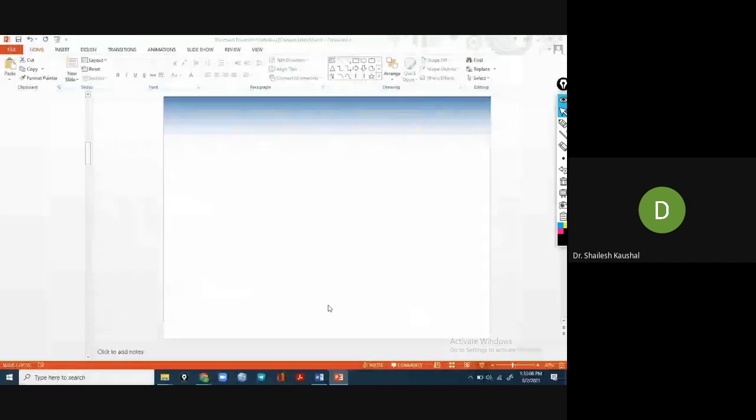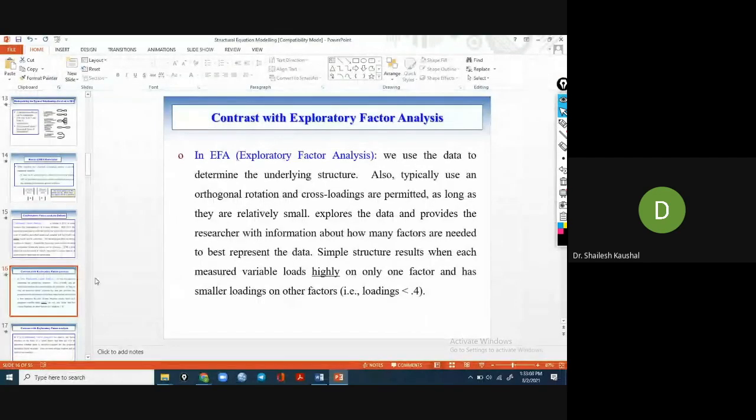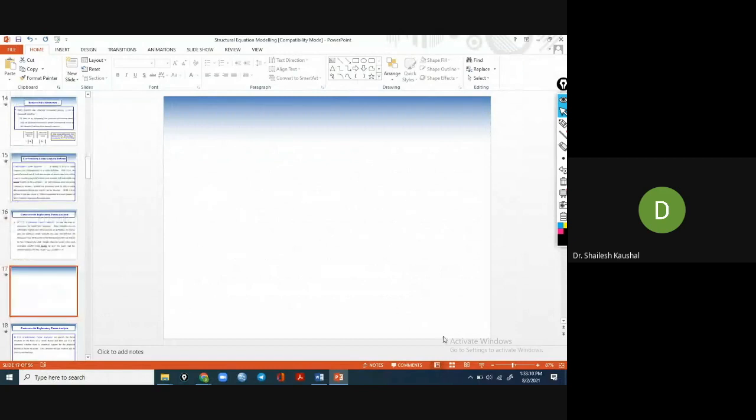I'm just distinguishing the difference between exploratory factor analysis and confirmatory factor analysis. So in exploratory factor analysis, I am drawing the factor matrix.